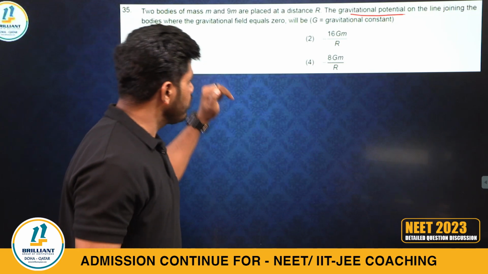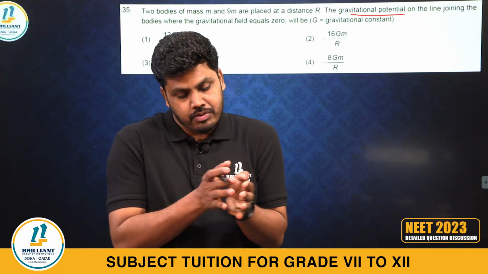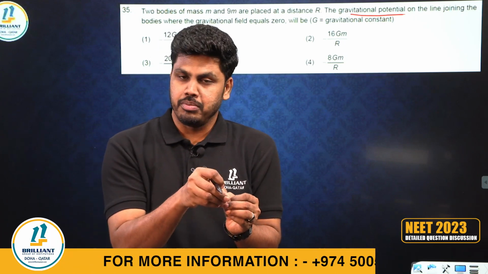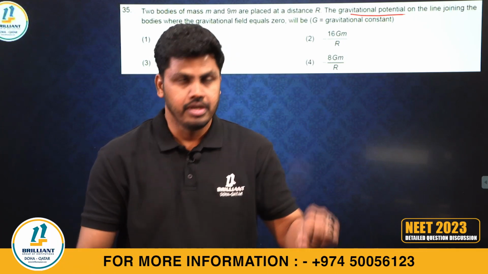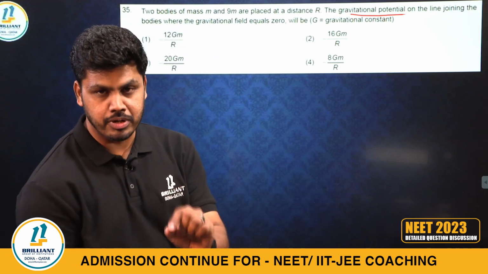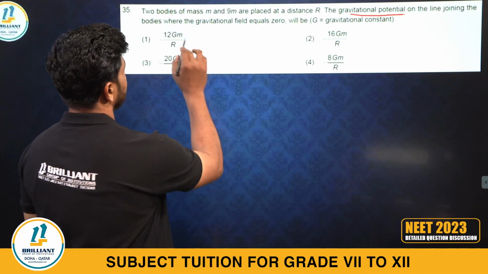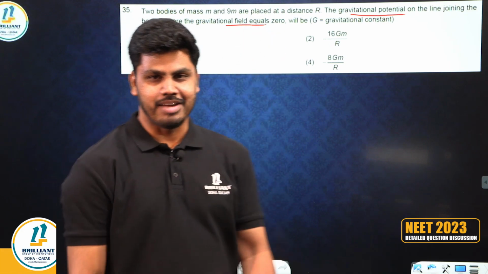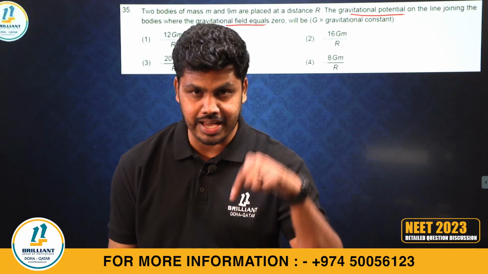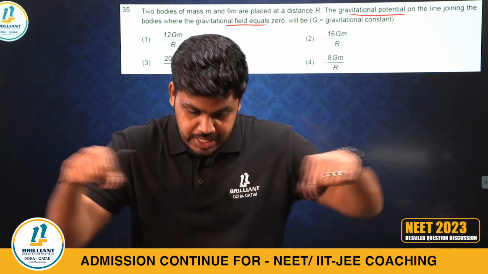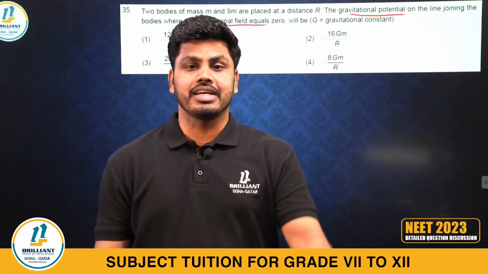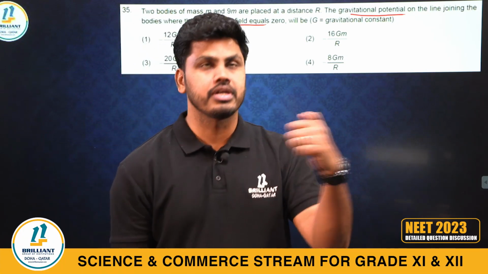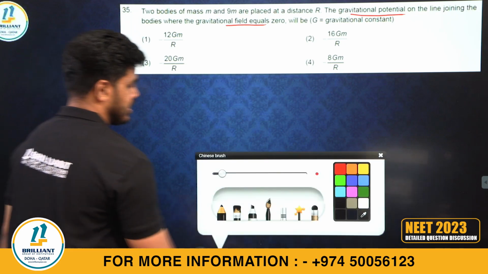You are not given specifically which point it is, like this many centimeters away from the first mass or that many from the second mass. No specification is given. The speciality of that point is that the gravitational field equals 0 there. So you have to calculate the potential at a point on the line joining the two masses where the gravitational field is 0.